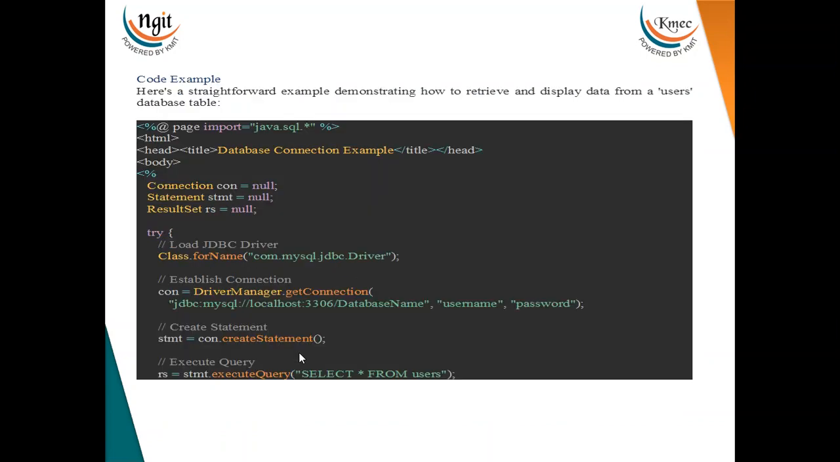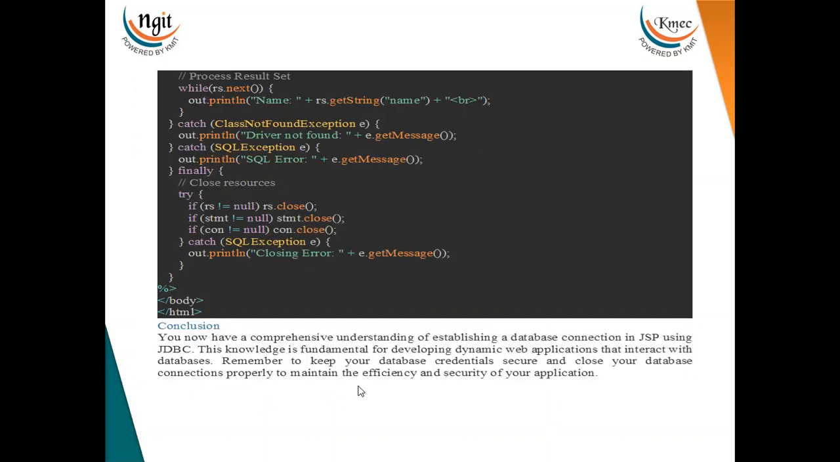And here is one example which demonstrates how to retrieve and display data from the users data table. So importing the necessary libraries, then the title is Database Connection Example. Initially those are all null. Then after establishing the connection, we create a statement and execute the query select star from users, and process the result set. We are storing it in the result set.